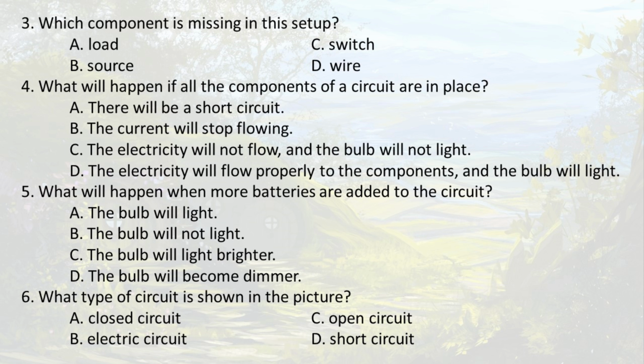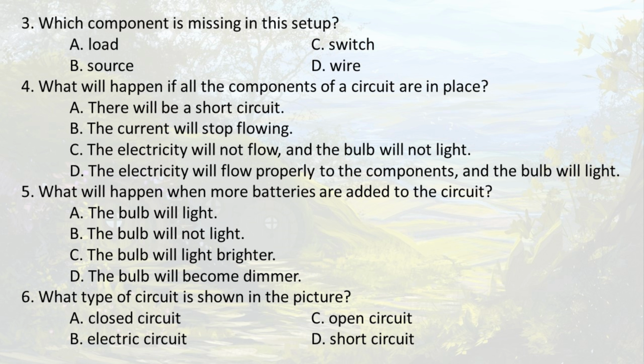3. Which component is missing in this setup? A. Load. B. Source. C. Switch. D. Wire. 4. What will happen if all the components of a circuit are in place? A. There will be a short circuit. B. The current will stop flowing. C. The electricity will not flow, and the bulb will not light. D. The electricity will flow properly to the components, and the bulb will light.